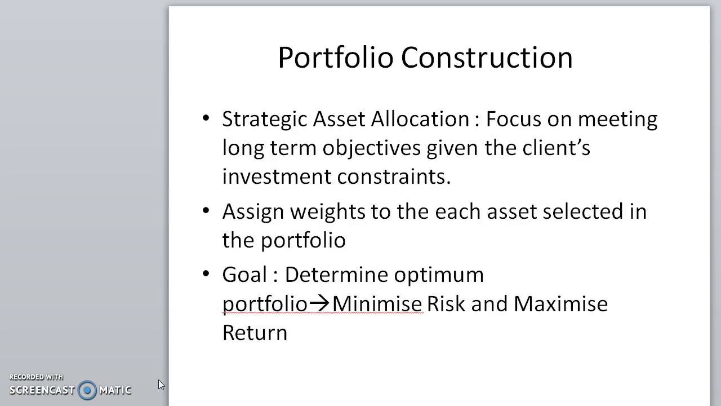The steps to constructing a portfolio start with strategic asset allocation, whereby we focus on the client's long-term objective and the investment constraints given, which are likely to apply to the client. The second step is to assign weights to each of these asset selections in the portfolio. Now, the goal of every portfolio is to minimize risk and maximize return.